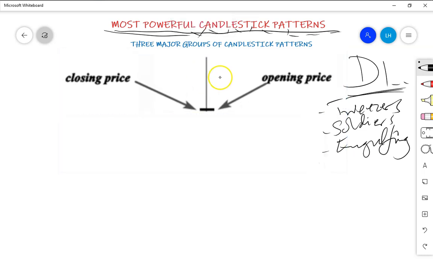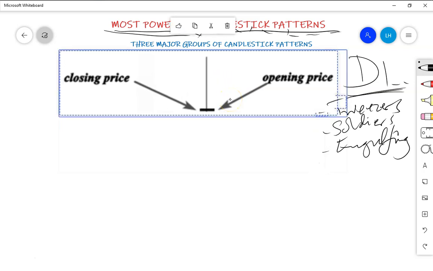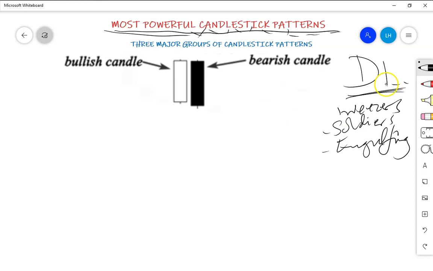The first pattern is what we call the railway track. Those tweezers are sometimes known as railway track. The railway track is of two types: we can have the tweezers bottom, and then we can have the tweezers top. What we see here is a tweezers top. A tweezers top is usually a bearish indicator. It usually indicates bearish momentum.